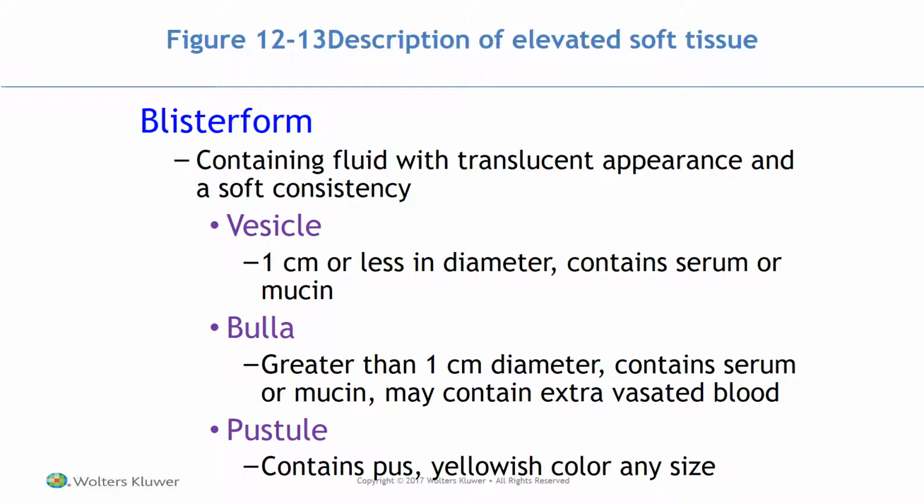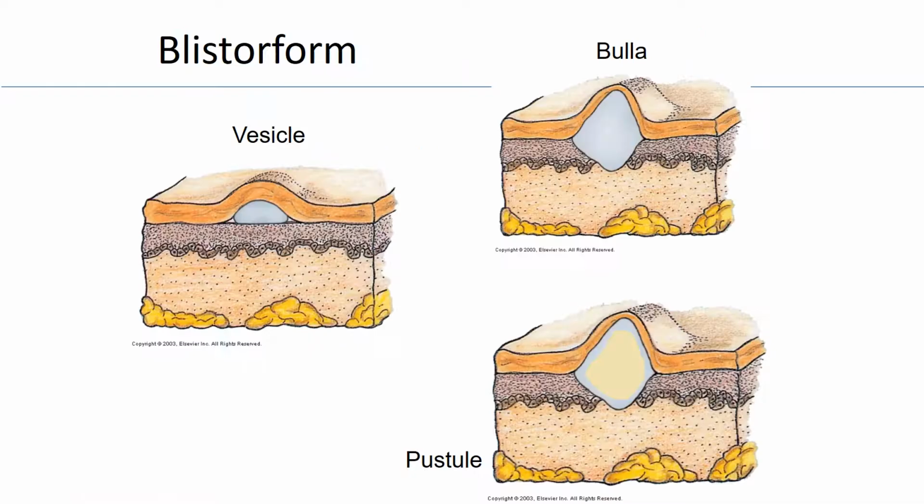And then pustule, it's in the name, contains pus, so it's going to be yellowish in color and can really be any size, but usually under 5 millimeters. All right, here's a comparison of each of them. And you can see the pustule then is filled with pus.